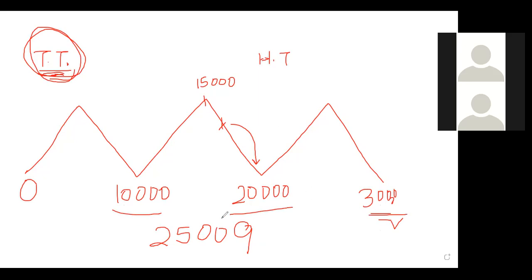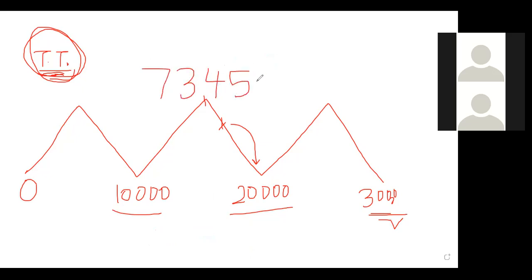Good. Now I want you to do it mentally. Which means the number is going to be written, but you're not going to see the hill. I'm not going to draw the hill. Your number is 73,457. Where will you go? Remember, it's 10,000s. Will you go to 70,000 or will you go to 80,000?